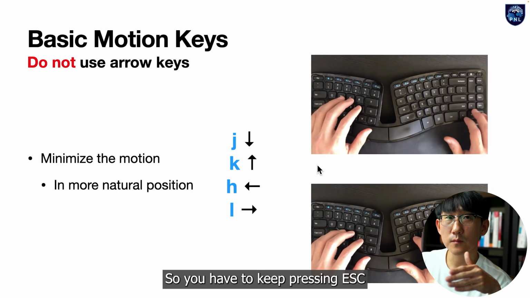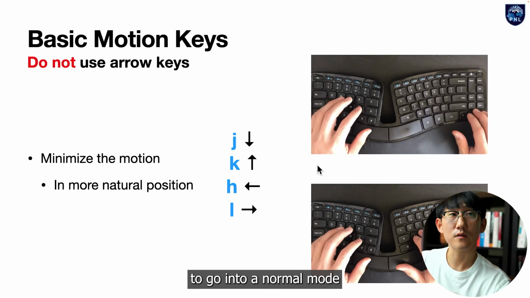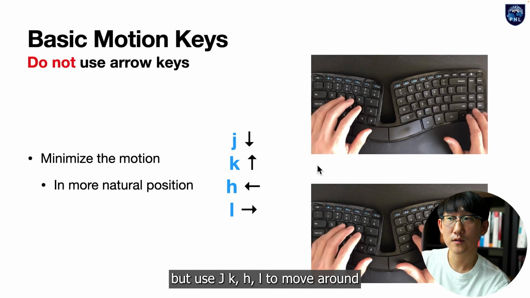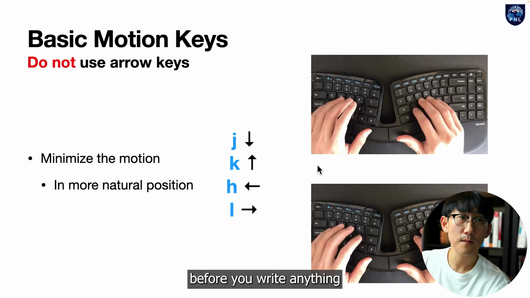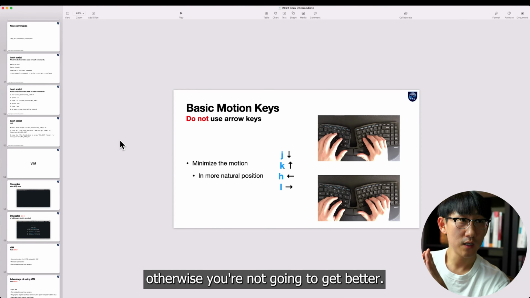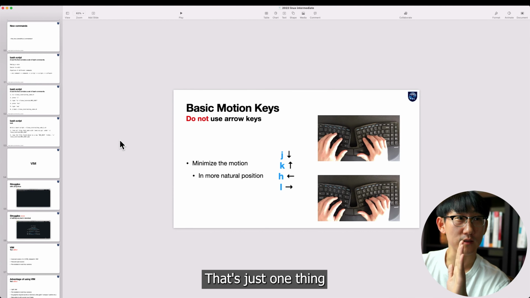So you have to keep pressing ESC to go into normal mode, and then do not use arrows, but use J, K, H, L to move around before you write anything. Do not use arrow keys when you are using Vim. Otherwise, you're not going to get better. That's just one thing. Do not use arrows.